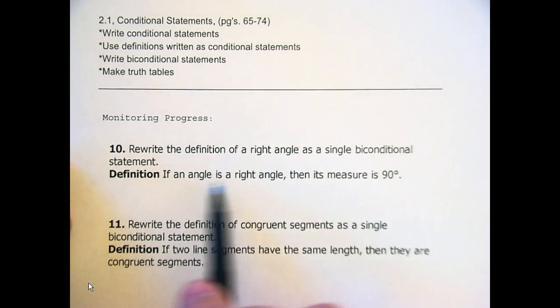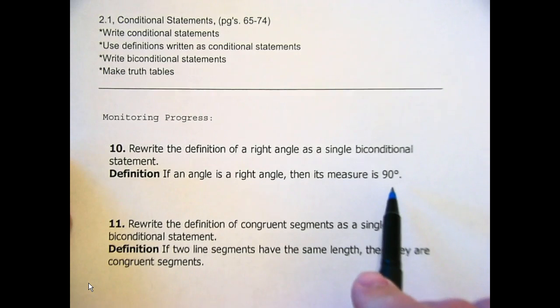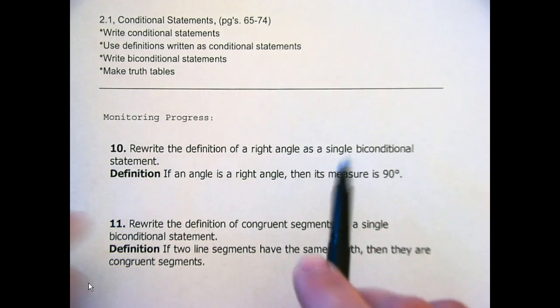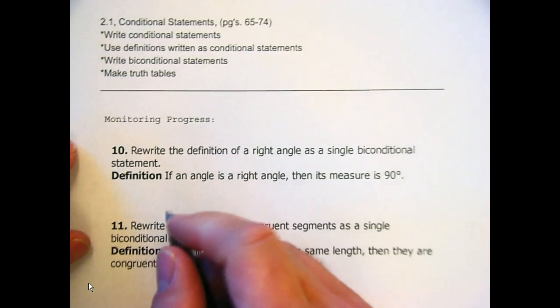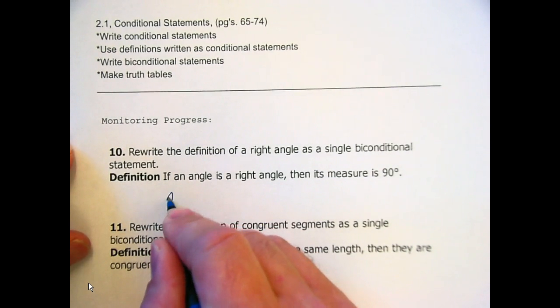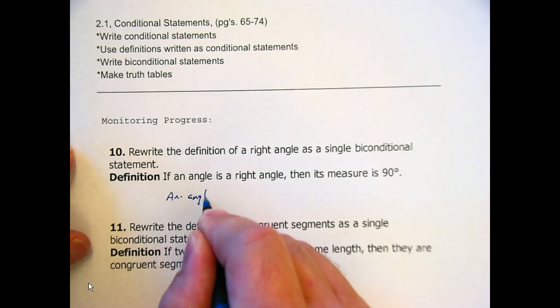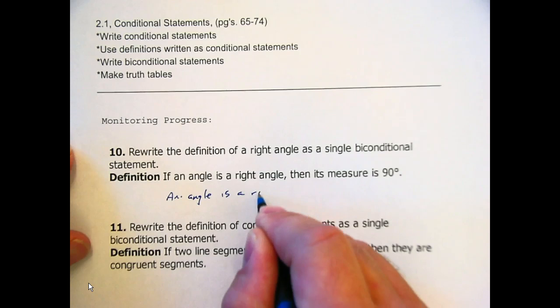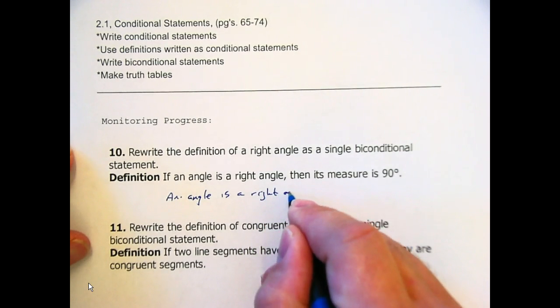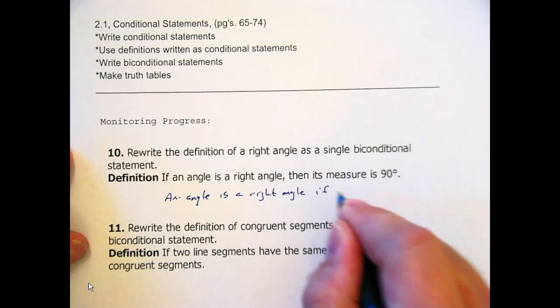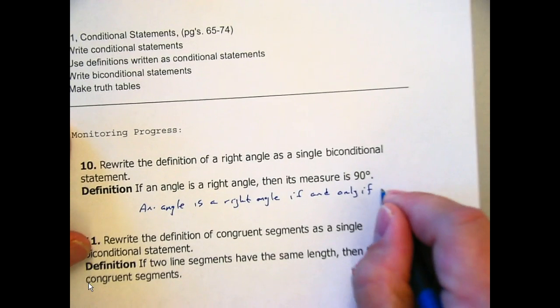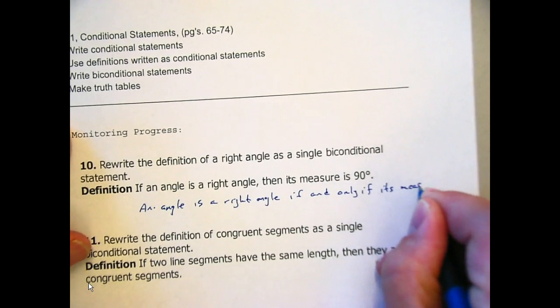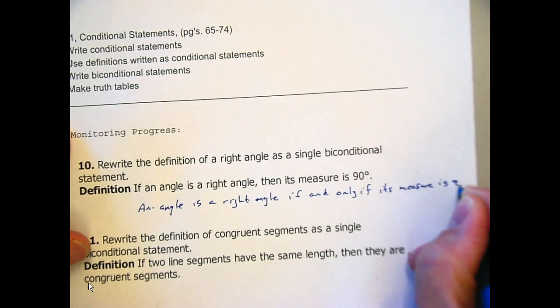If an angle is a right angle, then its measure is 90 degrees. That's true. And if you flipped them and said, if the measure of an angle is 90 degrees, then it's a right angle, is that true? Mm-hmm. So the converse and conditional are true, therefore we can write a biconditional. We could say an angle is a right angle, better than a wrong angle, if and only if, thanks for laughing, its measure is 90 degrees.